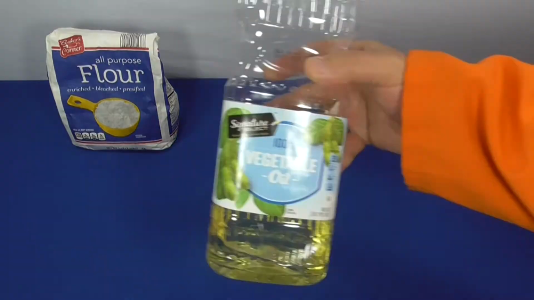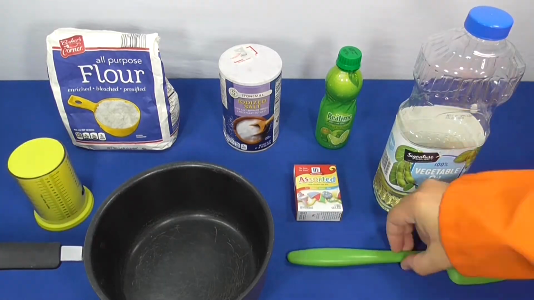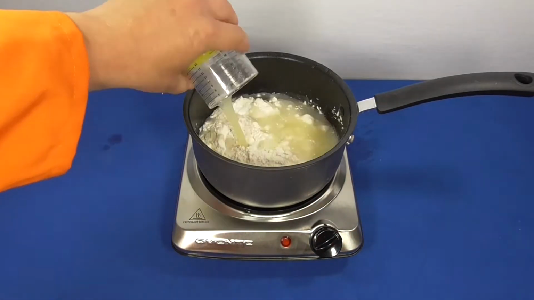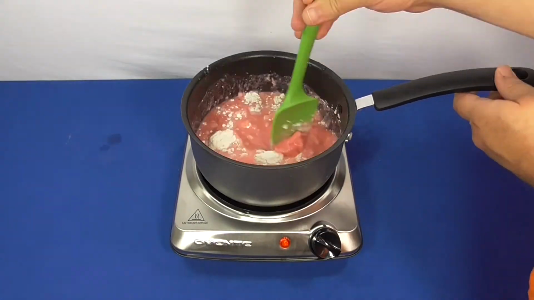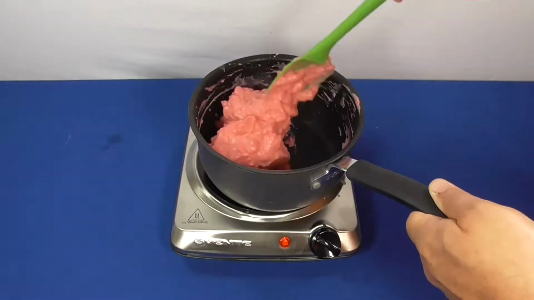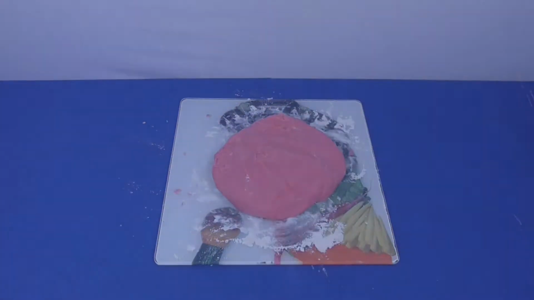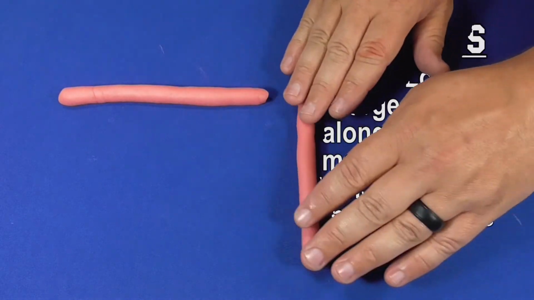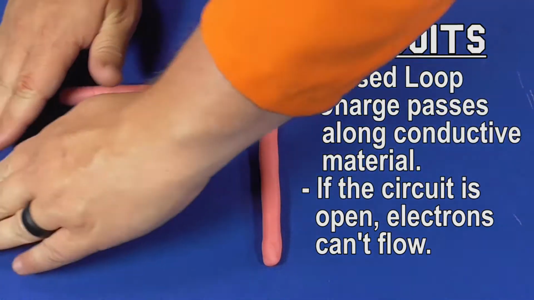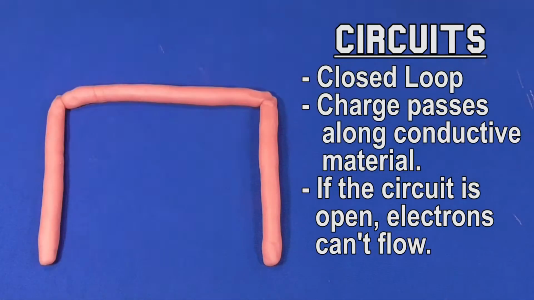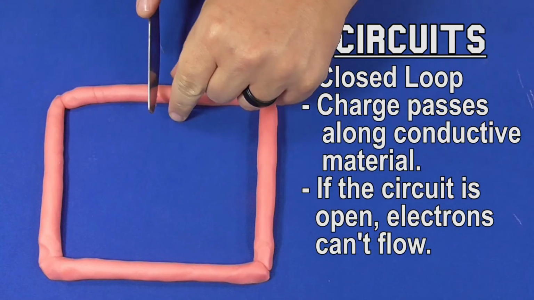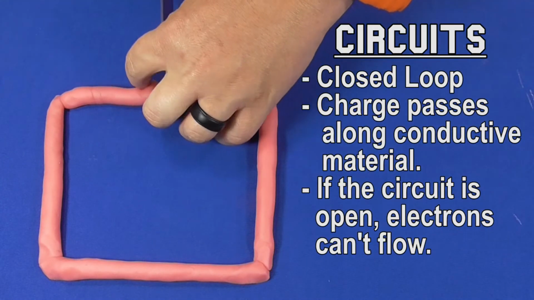We can apply this observation to make our own conductive Play-Doh using some common household items. All you need is some flour, lime or lemon juice, vegetable oil, food coloring, salt, and some tools to mix them up. I'm going to roll this dough into a basic circuit. Electricity travels in closed loops called circuits. It must have a complete path before the electrons can move. If a circuit is open, the electrons cannot flow.